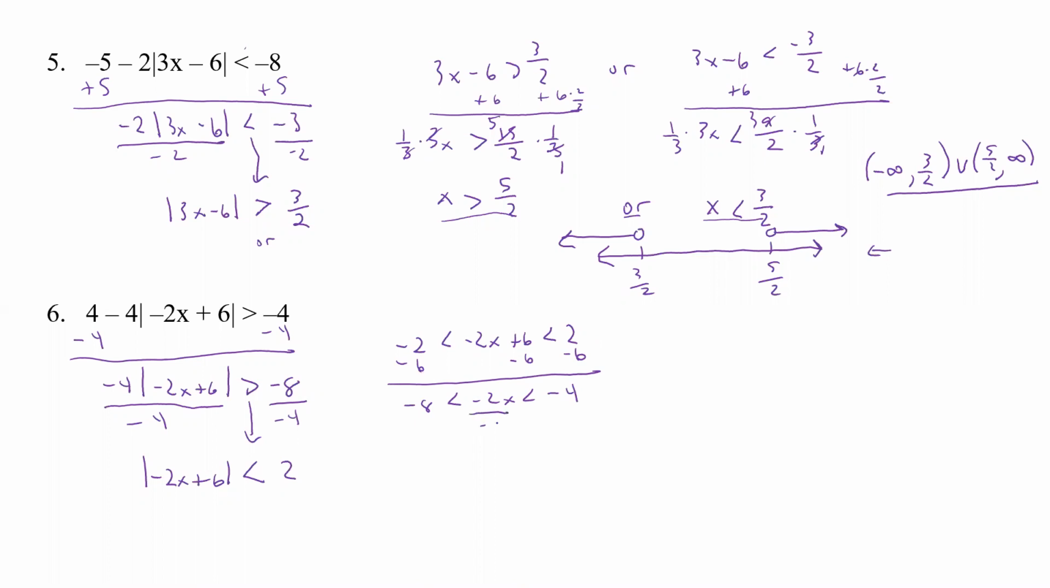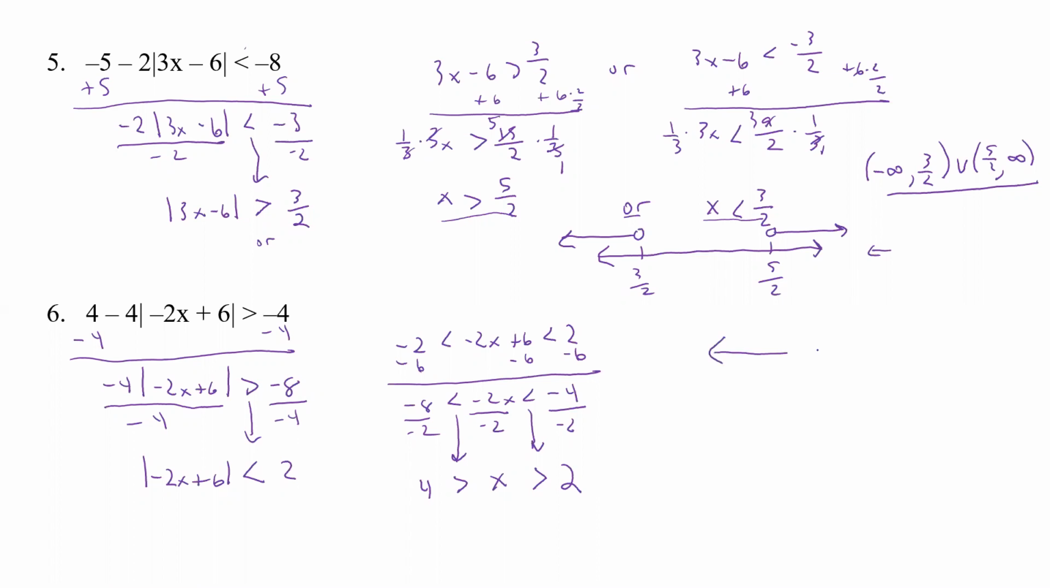Now we divide by -2, and what does that do? Well, that's going to change our signs in both places. So that's going to be greater than, that's going to be greater than. -8 divided by -2 is 4. Our x stays in the middle. -4 divided by -2 is 2.